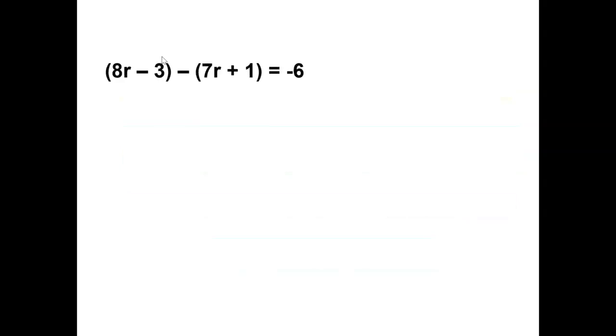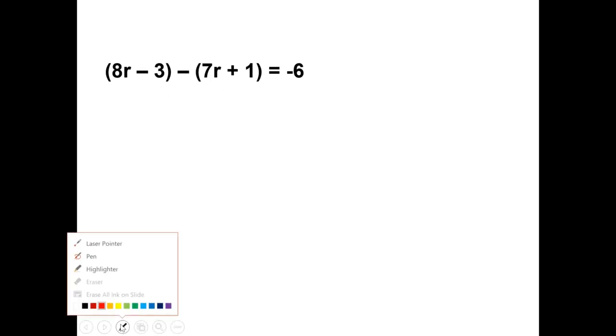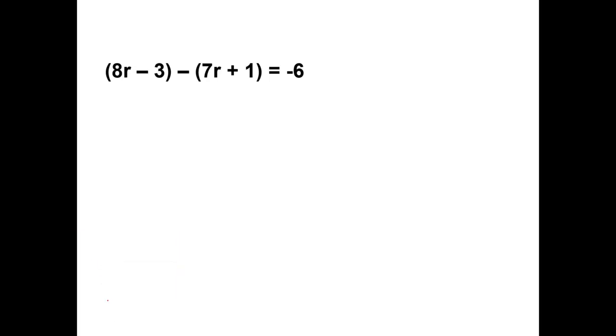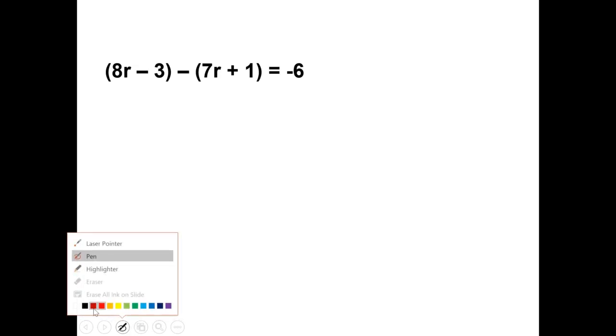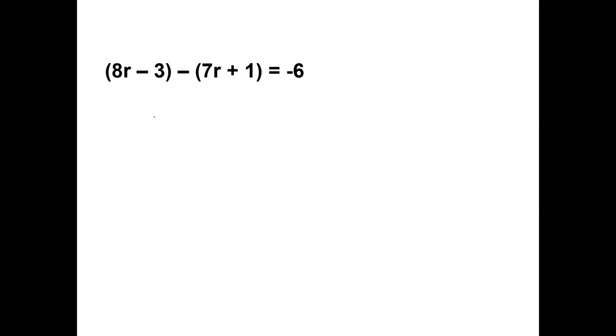Here's another example. Now in this case, I have a parenthesis. Let me get the pen here to show you how I'm going to use the distributive property. So I will have, let me just get another color, 8r minus 3. There's nothing outside here, so there's nothing to do. You can just basically remove the parenthesis.